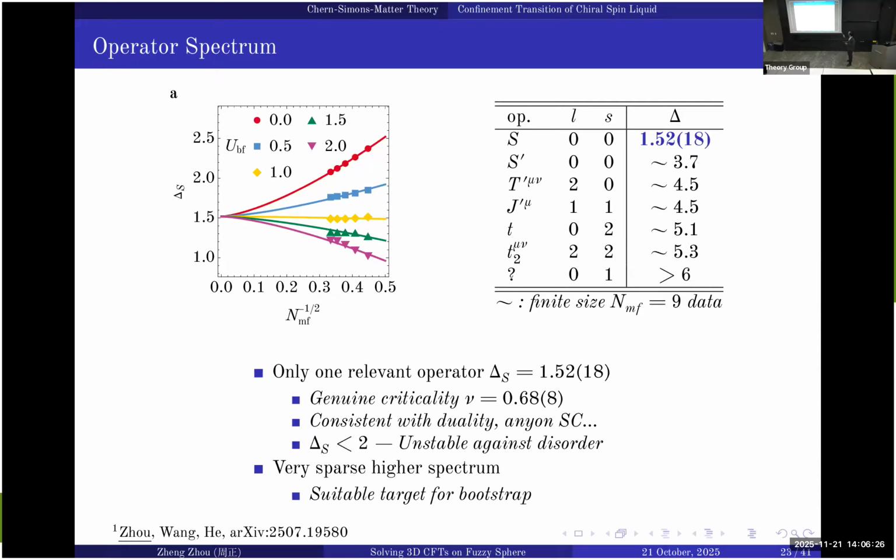So we can also look at the higher spectrums, which carry the flavor SU2 spin, and also the Lorentz spin L. We actually find that these operators are very high up, which allows us to use these as an input we put into conformal bootstrap. So each higher operator here can be used as a gap for conformal bootstrap to exclude some competing theories. The sparse higher spectrum makes this theory now a very suitable target for the conformal bootstrap with the additional information input from the fuzzy sphere.